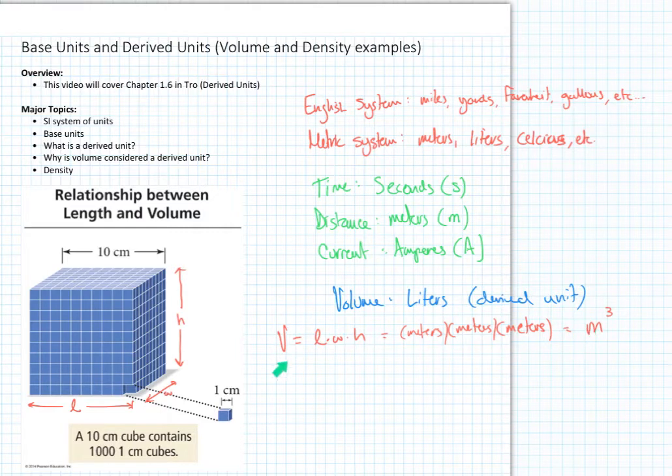So for example, suppose we weren't measuring this in meters, but we're actually measuring this in centimeters. Then we would have centimeters times centimeters times centimeters is equal to centimeters cubed. Or it could be in nanometers. Nanometers times nanometers times nanometers. Nanometers cubed. But here's the idea. Anytime you have a distance unit that's cubed, centimeters cubed, nanometers cubed, meters cubed, that is a measure of volume. So that's a derived unit. It comes from the base unit, which is distance, times distance, times distance, which gives us distance cubed.